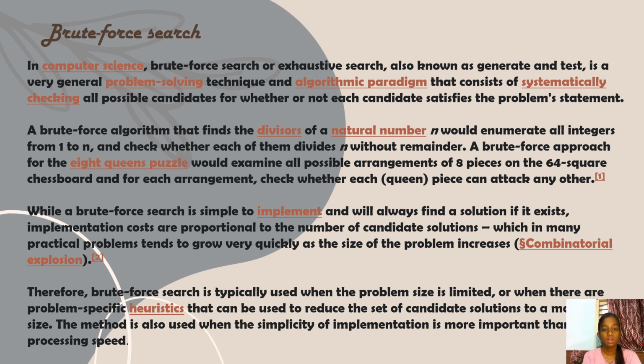A brute force algorithm that finds the divisors of a natural number n would enumerate all the integers from 1 to n, and check each of them to see whether it divides n without a remainder. A brute force approach for the 8 queens puzzle would examine all the possible arrangements of 8 pieces on the 64-square chessboard, and for each arrangement, check whether each piece can attack any other.